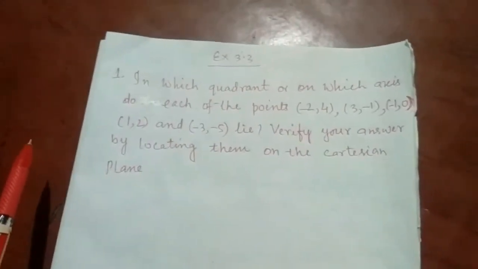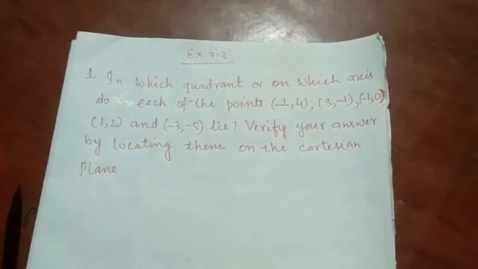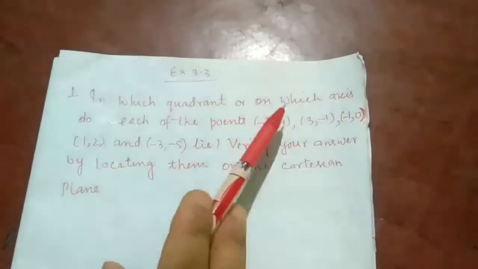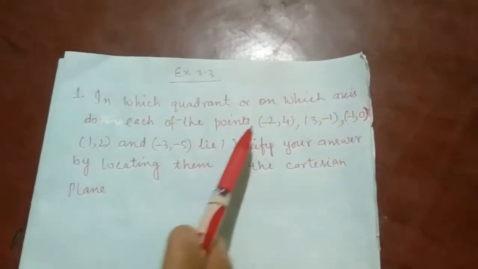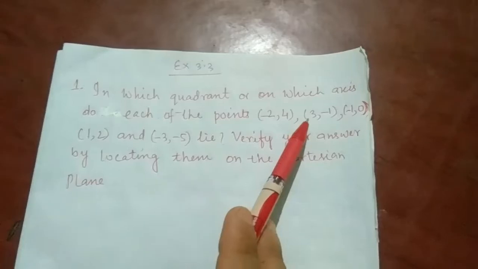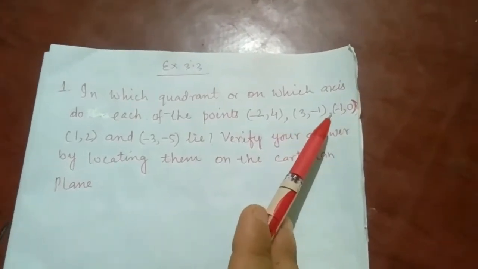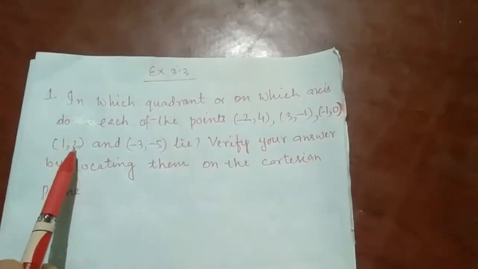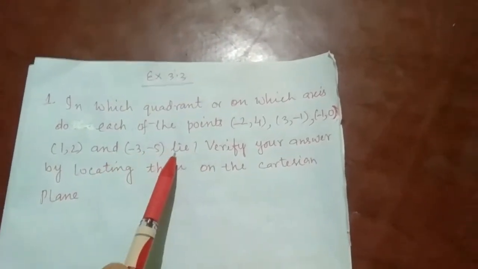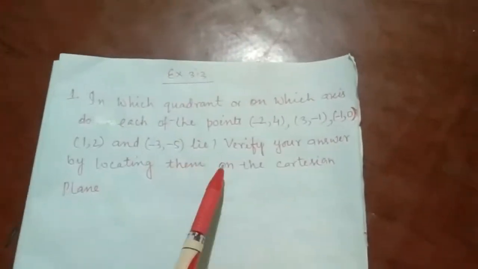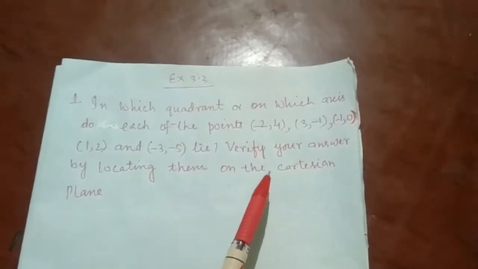Okay, coordinate geometry exercise 3.3. Number 1: In which quadrant or on which axis do each of the points (-2, 4), (3, -1), (-1, 0), (1, 2) and (-3, -5) lie? Verify your answer by locating them on the Cartesian plane.